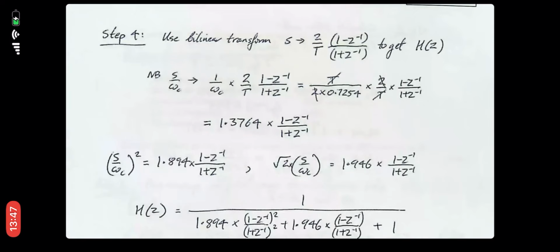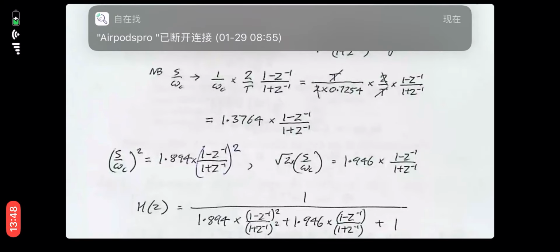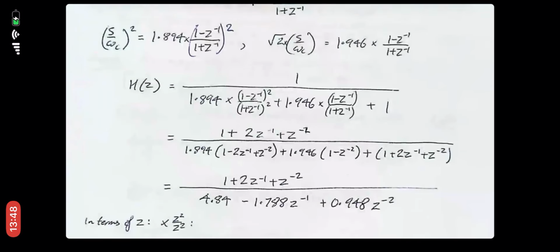So that means, when we look at S over omega C squared, which is that term, whether it should actually be squared. S over omega C is that T. So therefore, when we substitute all of that in, this is just taking this 1 over S squared plus root 2 S plus 1 and doing that substitution after a little bit.